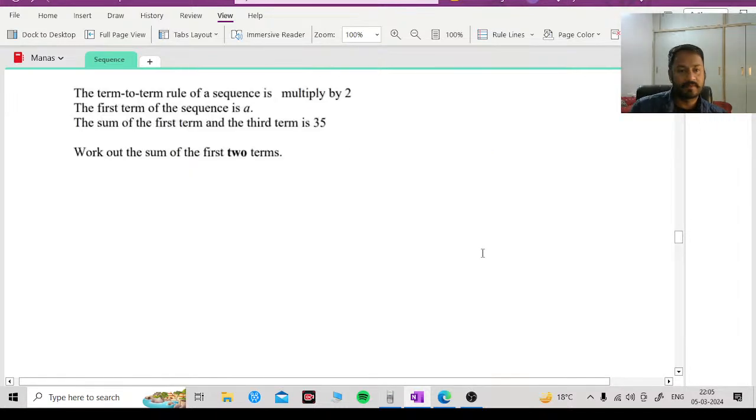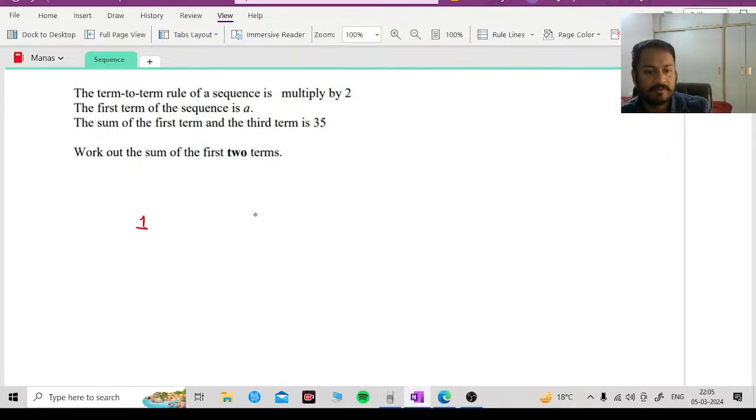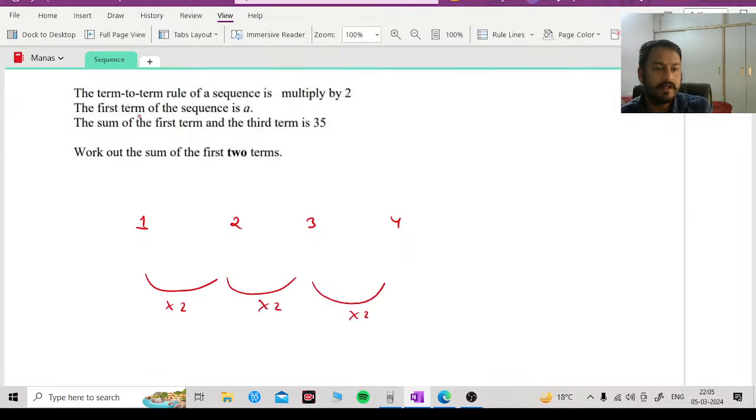Now this question. The term to term rule of the sequence is multiply by 2. So there are terms 1, 2, 3 and 4. I'm taking just 2, 3 terms, and the term to term rule means multiply by 2 and then again multiply by 2 and then again multiply by 2, right? Now the first term of the sequence is A. This is the position number, this is the term, and this is the term to term rule.